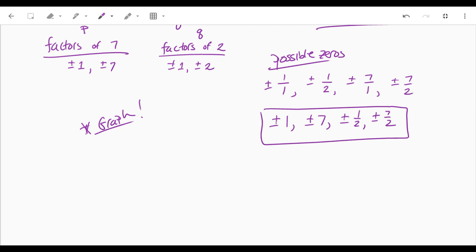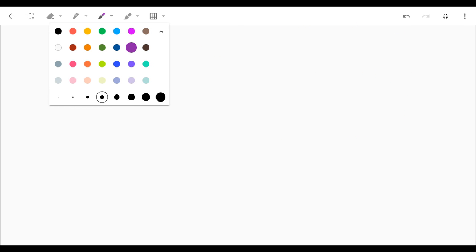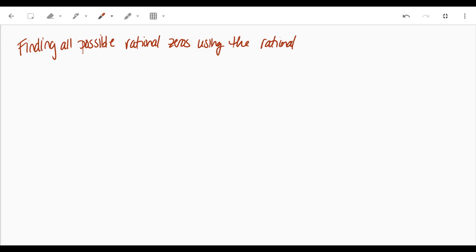Okay, we're going to do another one because problem type 2 is very similar. Problem type 2 just has possible repeats that you have to eliminate. And then that's the last one for the module. The last one is finding, again, all possible rational zeros using the rational zeros theorem. Problem type 2.